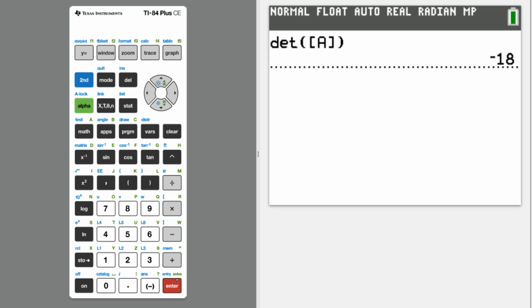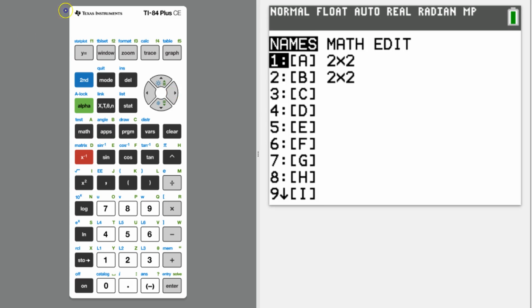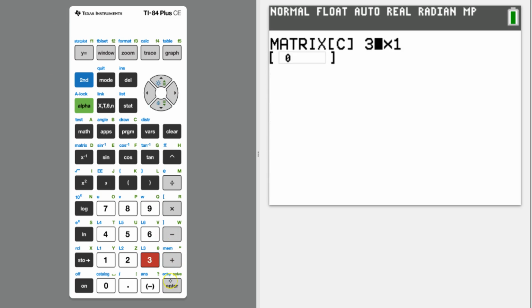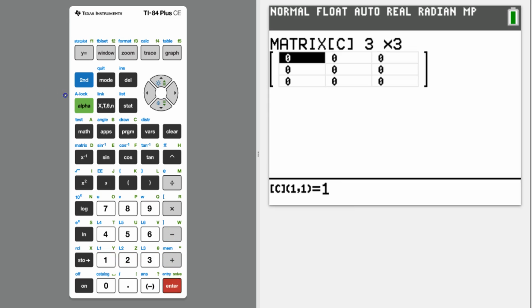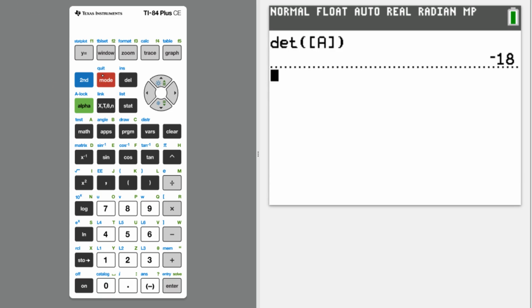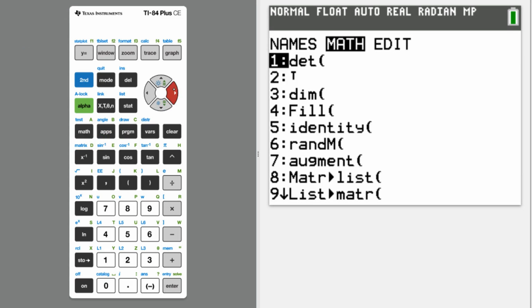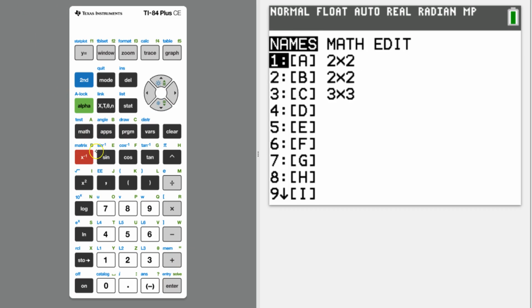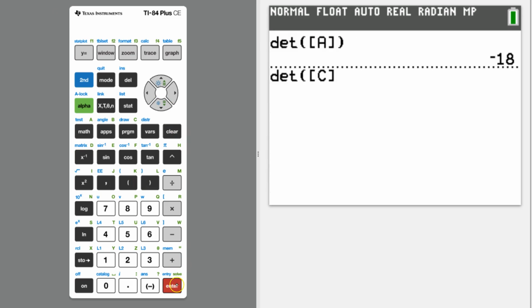If you want to do a 3 by 3 determinant, which is more likely because 2 by 2s you can do pretty quickly by hand, probably faster than typing in all those numbers, but 3 by 3s are a little bit more involved. So let's go down and let's make matrix C. Let's edit matrix C, let's make it a 3 by 3. Put some numbers in there. Whatever they happen to be, and then back to the home screen, so we quit, and then back into matrix, over to math, choose determinant, back into matrix, go down to letter C, enter, and we get our determinant.